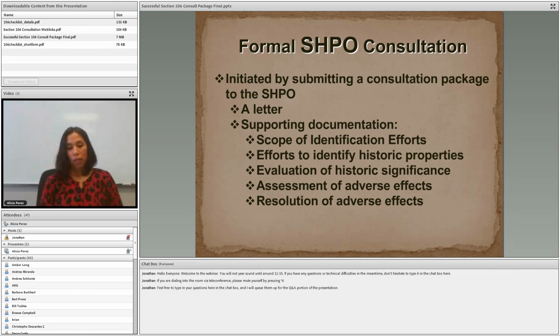So let's talk about formal SHPO consultation. This is initiated when an agency submits a consultation package to the SHPO, and it contains a letter that will summarize what the supporting documentation will entail. The supporting documentation can include one or all of the following that I've listed here: scope of identification efforts, efforts to identify historic properties, evaluation of cultural resources against the National Register, assessment of adverse effects, and the resolution of adverse effects.